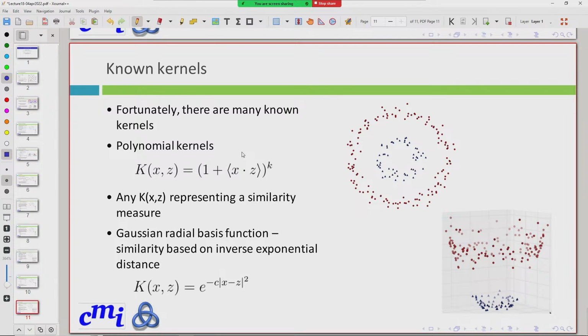So, here are some choices for these kernel functions. Polynomial kernel means that you just take the actual dot product between these two things, add 1 or whatever, and then raise it to some kth power. Another would be this exponential kernel function, which has this form.